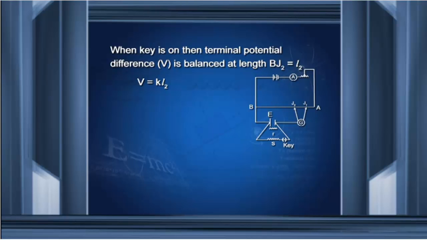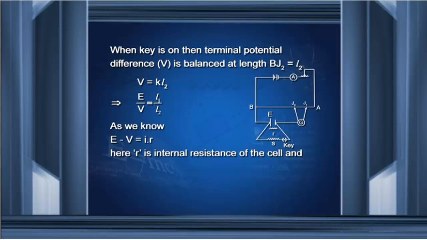Dividing e.m.f. by terminal potential difference, we get E upon V equals L1 upon L2. As we know, E minus V equals I into small r. Here small r is the resistance offered by the cell internally, and I equals V upon S. So E minus V equals V upon S into r. That means r equals (E upon V minus 1) into S. Substituting the value of E upon V, we get small r, the internal resistance of the cell, equals (L1 upon L2 minus 1) into S.